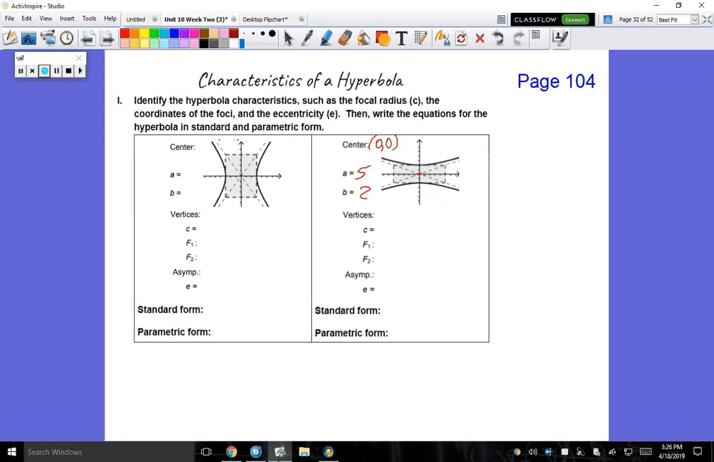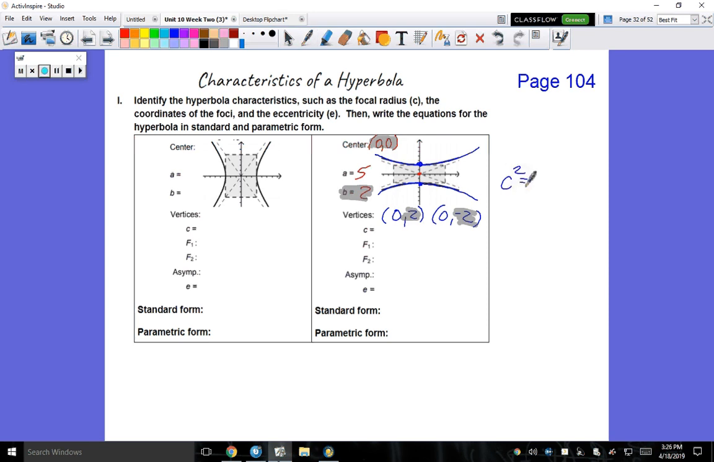So the vertices, guys, remember the vertices are the points on the graph of the pieces of those parabolas that are going out for each one. So what's the top vertex? 0, 2. What's the bottom vertex? 0, negative 2. And again, we knew that because it was vertical, and vertical is B, so we jumped from this point up 2 and down 2. Okay? Now, a hyperbola is subtracting, so how do we find C?